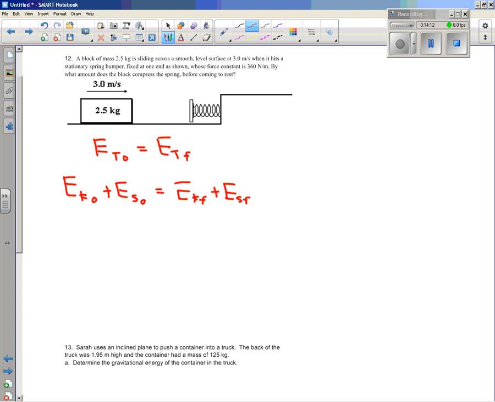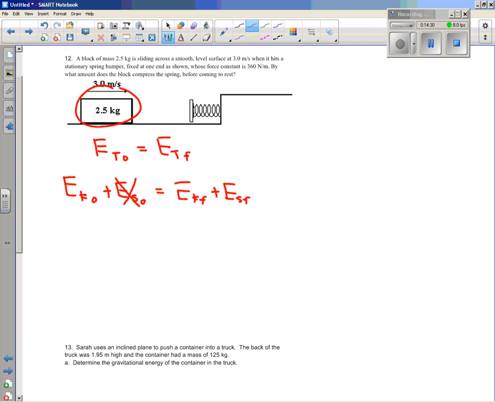Good news is, before it hits the spring, when it's right here, it's not touching the spring, so there is no spring energy. You only start to store energy in a spring when you make contact and start to compress or stretch a spring. And when it's just moving, it's got no spring energy.